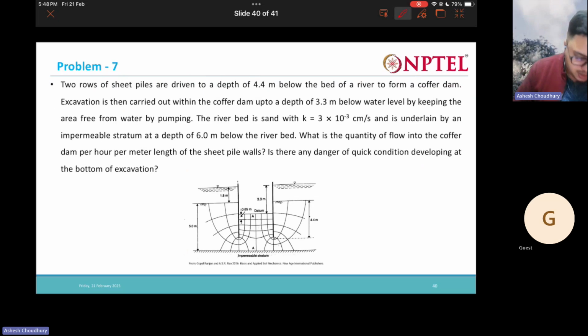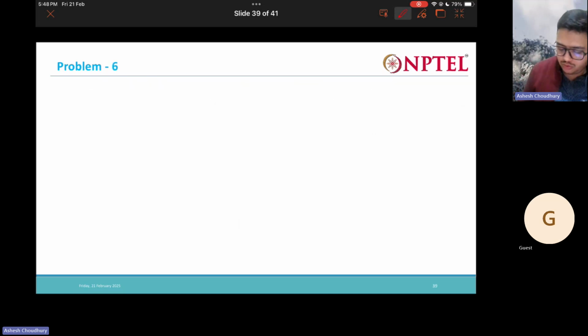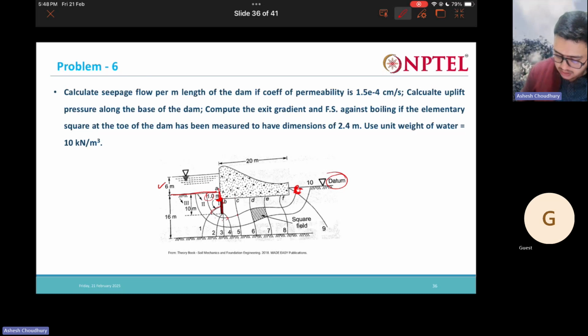Now the last problem for today's session. Two rows of sheet pile are driven to a depth of 4 meters. So before we go, one more. This sheet pile, or this structure given here, makes the flow path, the length of flow, increase.